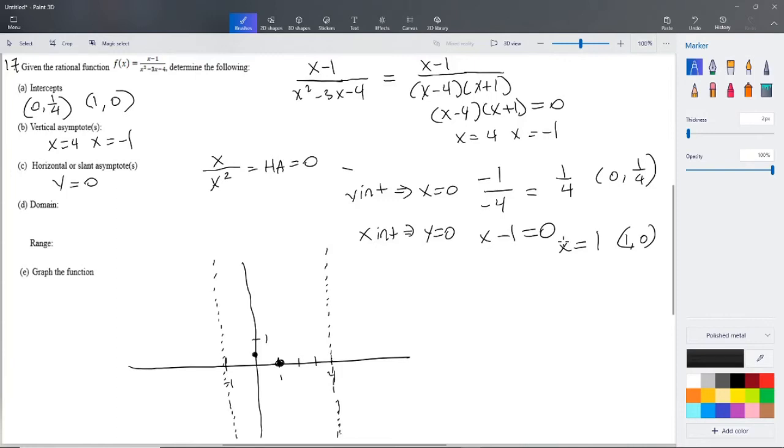Remember how this graph works? That these vertical asymptotes separate the graph into 3 sections. You've got the section that is negative infinity to negative 1, the section that is negative 1 to 4, and the section that is 4 to positive infinity here. Okay, what we know for sure is in the middle section, because it goes through the horizontal asymptote, our graph is probably going to look like this.